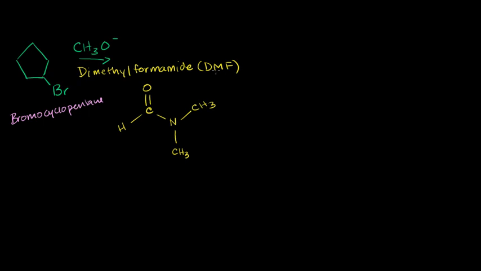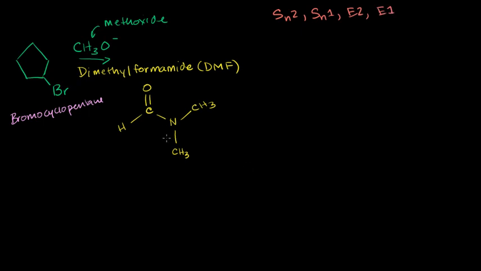Sometimes you'll see that just written as DMF, and I've actually drawn the formula for it here so we can think about what type of a solvent it is. And also in our solution, we have the methoxide ion. So we also have the methoxide ion right here. So let's think about what type of reaction might occur. And just to narrow things down, we'll think about it in the context of the last 4 types of reactions we've looked at. So this might be an SN2 reaction, an SN1 reaction, an E2 reaction, or an E1 reaction.